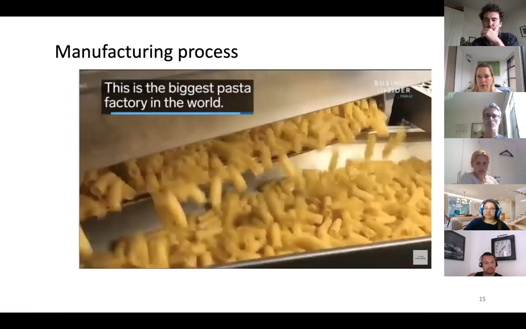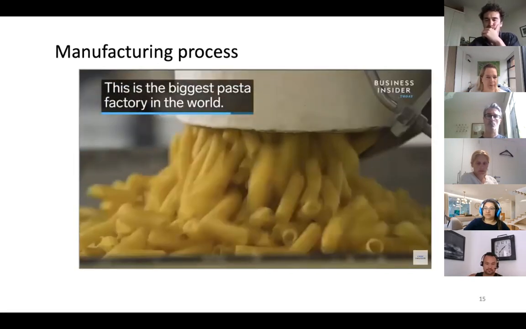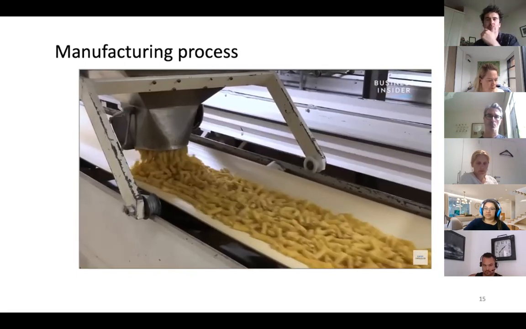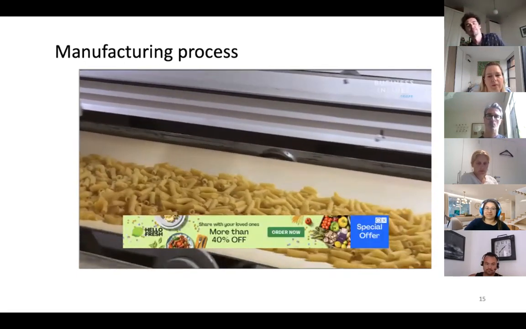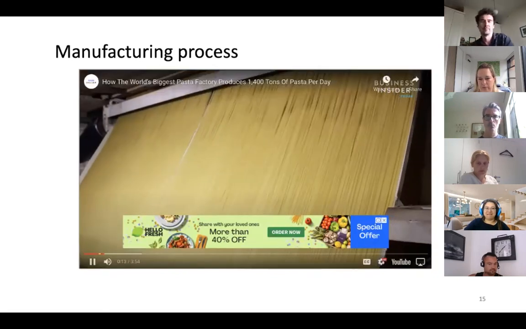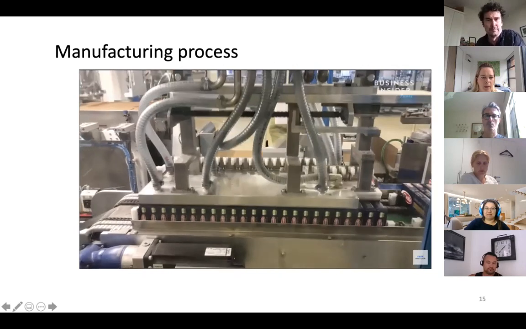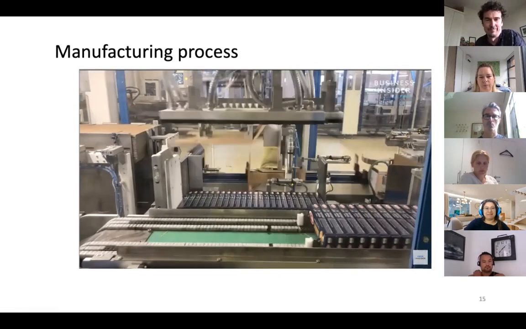This is the biggest pasta factory in the world. Barilla produces 1,400 tons of pasta each day at its flagship plant in Parma, Italy. Each line produces about 10,000 pounds of pasta per hour, which goes to fill roughly 230 blue Barilla boxes.